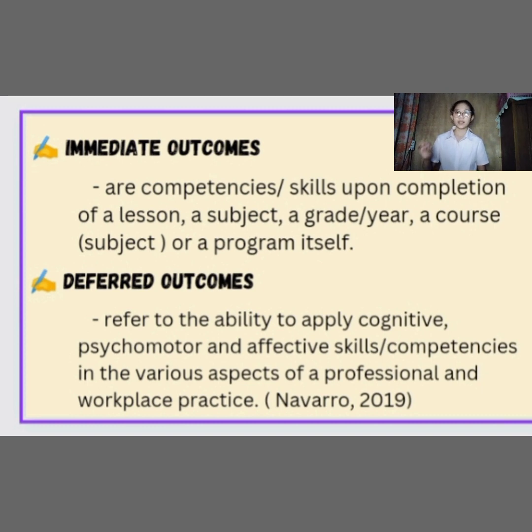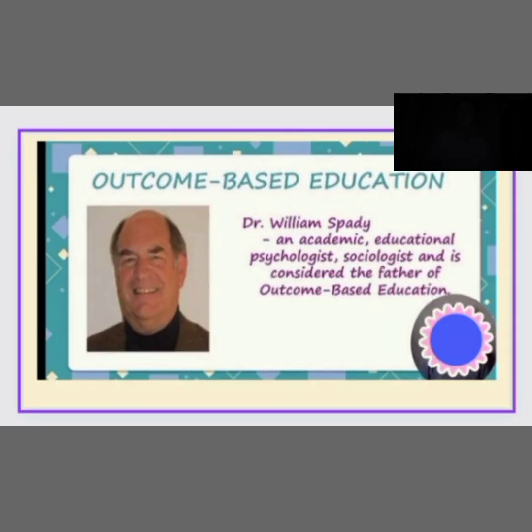For example, success in professional practice or occupation, promotion in the job, success in career planning, health and wellness, awards and recognition. So again, when we say immediate outcome, the outcome happens immediately. And when we say the deferred outcome, it would take many years for us to observe that outcome.